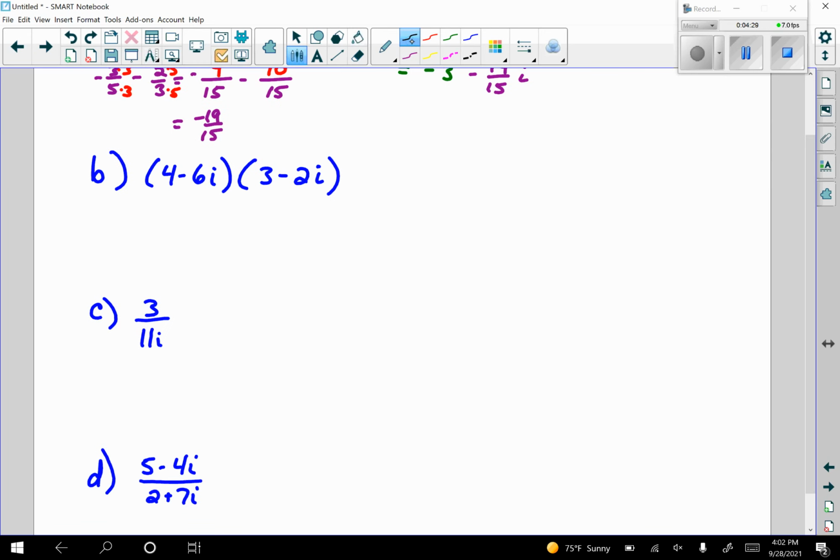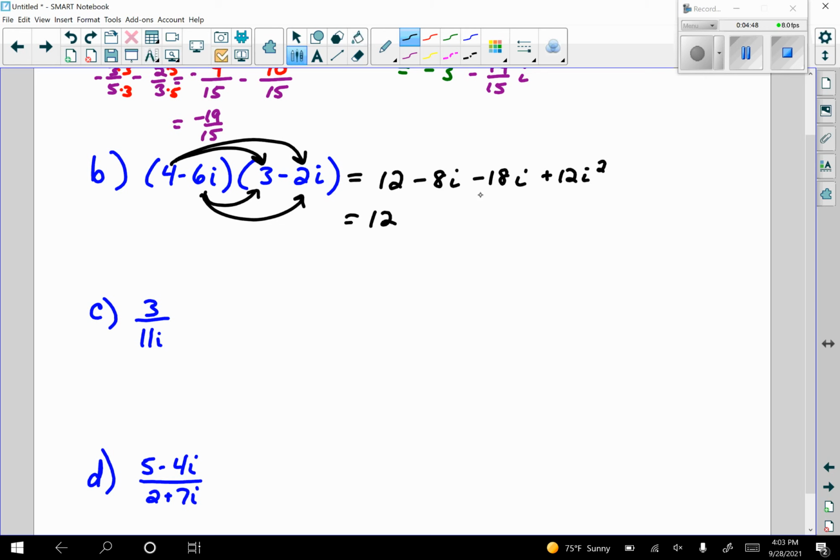For b, we're using the distributive property or the FOIL method. So we first want to multiply 4 times 3, which is 12. 4 times a -2i is -8i. Inside terms, we'll get a -18i. And then last, we'll get a positive 12i squared. So I'm still going to have a 12. I can combine my two middle terms here. That'll give me a -26i. And then i squared will turn this positive 12 into a -12. Well, the 12s actually cancel, so I really have a 0 minus 26i. We don't need to write the 0. It's just negative 26i.